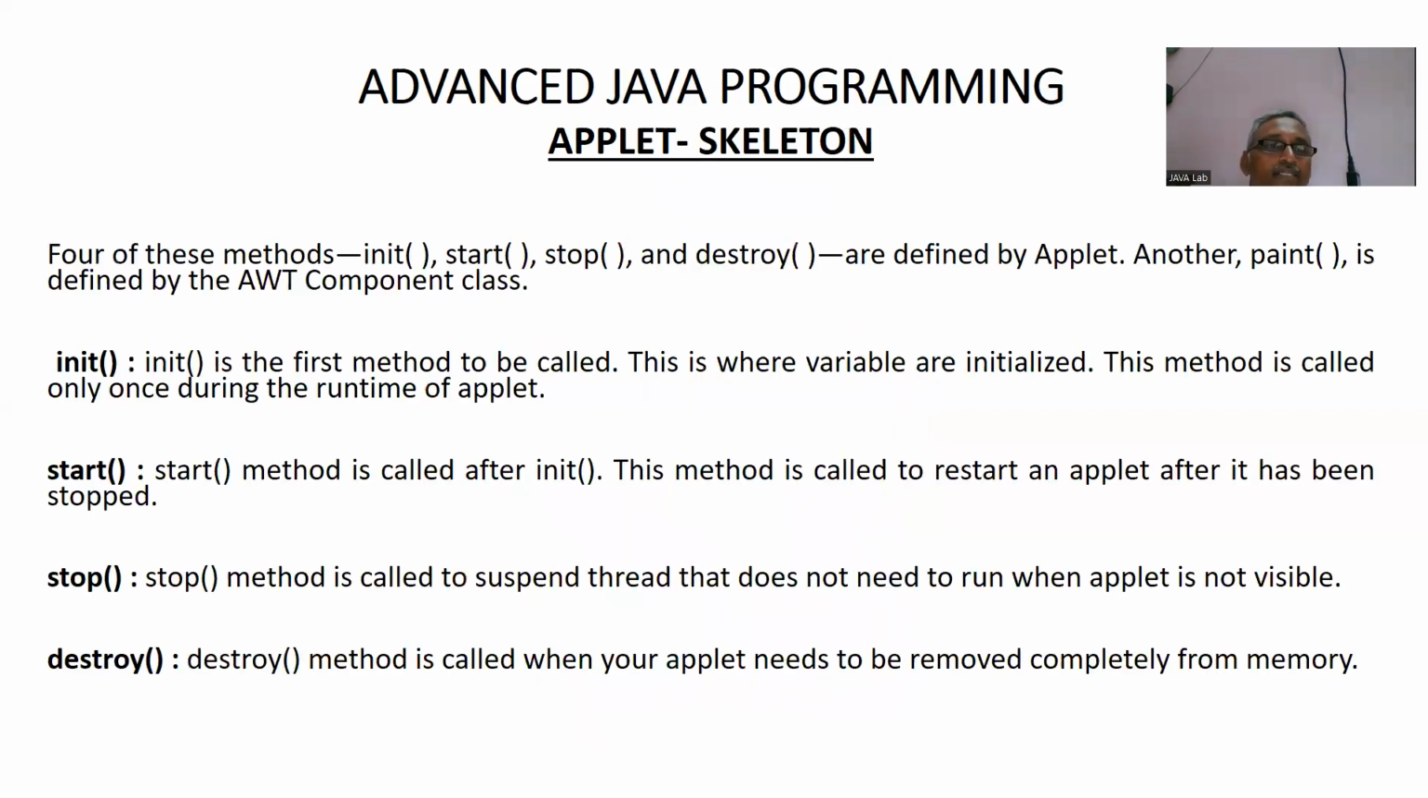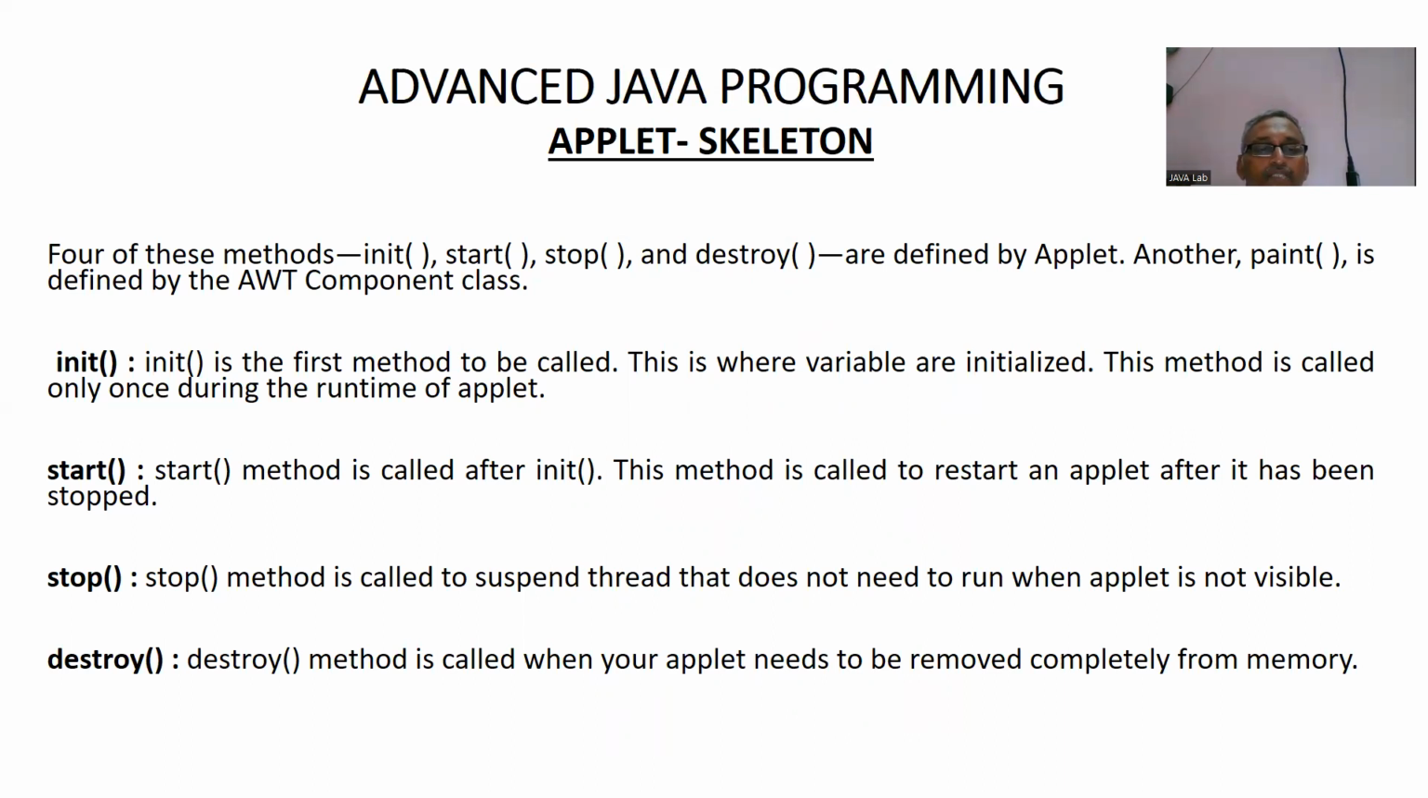pages. Next, start method. This method is automatically called after the browser calls the init method. It is also called whenever the user returns to the page containing the applet after having gone off to other pages. Next, stop method. This method is automatically called when the user moves off the page on which the applet sits. It can therefore be called repeatedly in the same applet.